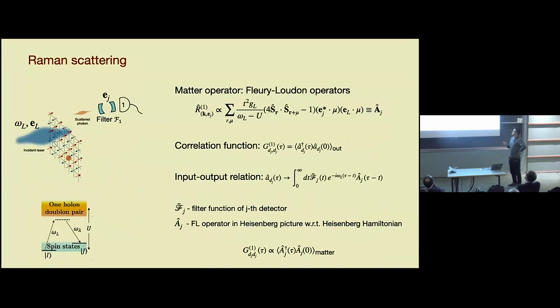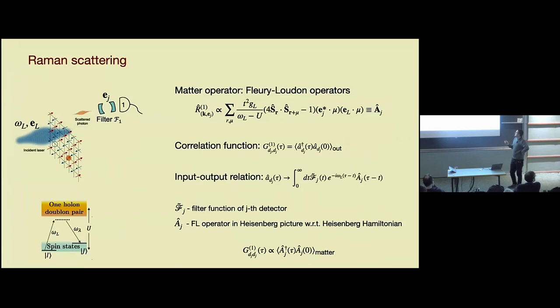So let me start with just the single excitation scattering, which is just conventional Raman scattering. As expected, it is given by the Fleury-Loudon operators, which are sums of spin singlet projectors convoluted with the polarizations of the input and the scattered light. Here I also ignored the momentum transfer between light and matter, and in the presence of a polarization filter, we can just define these operators. So basically the polarization of emitted light is the same as the polarization of the filter.